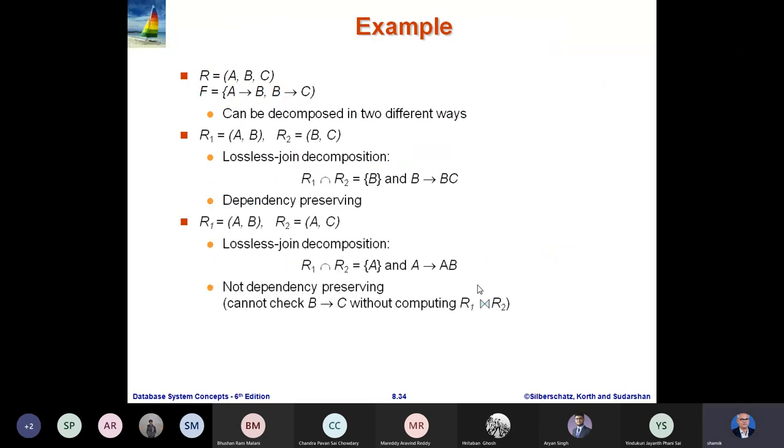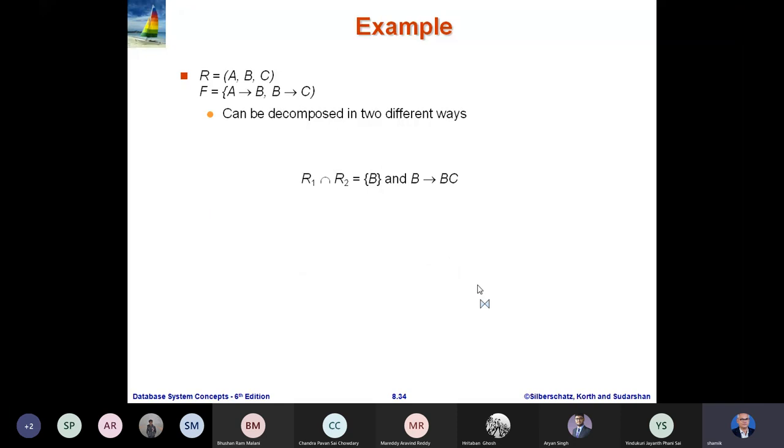So what we have is R(A, B, C), and these FDs are there, A to B and B to C. Suppose we decompose R into R1(A, B) and R2(B, C). What is R1 intersection R2? It is B. Of course, B functionally determines C, and B will also functionally determine B. That is trivial. And if B determines B and B determines C, then by union B determines BC, which means B determines R2. So R1 intersection R2 functionally determines R2, which we see here.